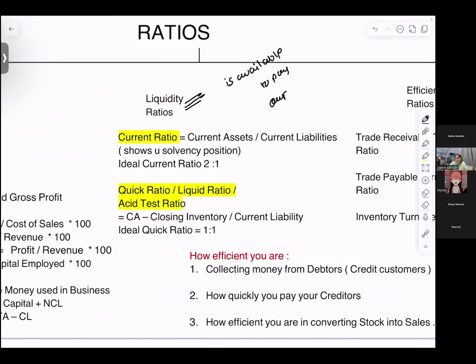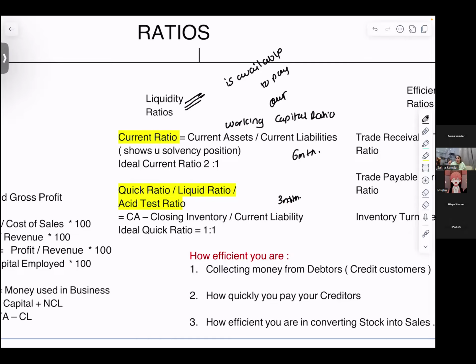So, how much cash is available to pay our liability? So, we have two types of liquidity ratio. One is cash available within a period of 6 months, another is cash available within a period of 3 months. Okay, so 6 months is also called the current ratio. It is also called the working capital ratio. What is it called? Working capital ratio.